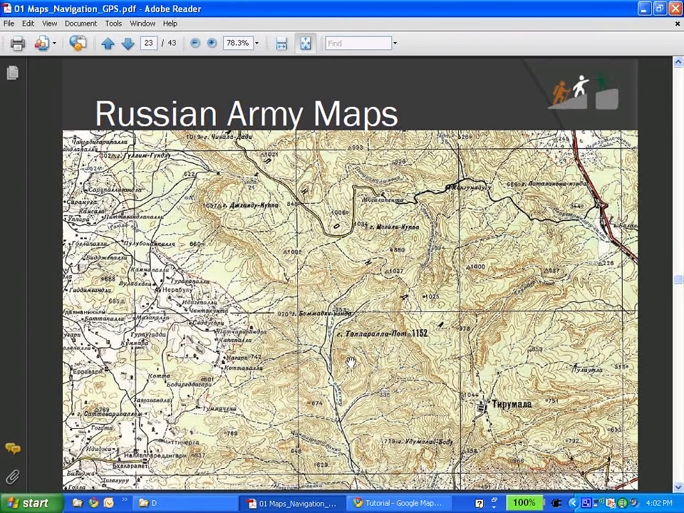Plus the fact that Russian army maps are 1 by 200. So 1 centimeter is 2 kilometers instead of 2.5 kilometers on the US army maps. So this gives a little bit more detail. Only problem, as you can see, with the Russians is that they don't speak English. So all the village names, Tirumala and some others, it's pretty clear. It's not like a completely foreign extraterrestrial language here.